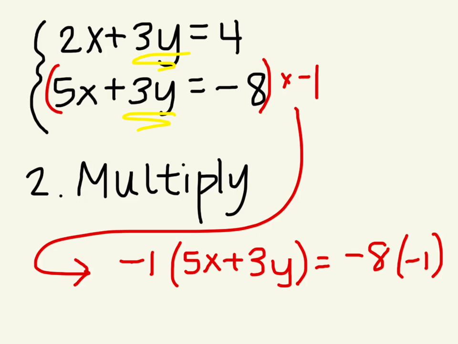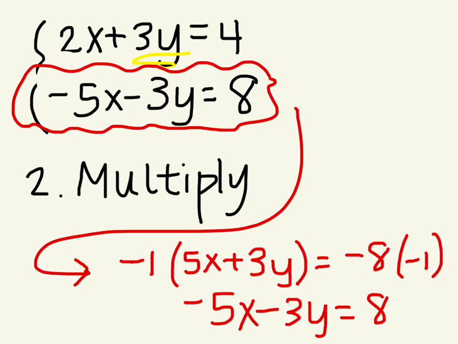When I do so, I'm going to distribute that -1 into the equation so that my new equation becomes -5x minus 3y equals 8. I'm going to go back up to my equation and replace it now that I have multiplied through by -1. Now that my y variable has a coefficient that's opposite, I'm ready to move on to step number 3.